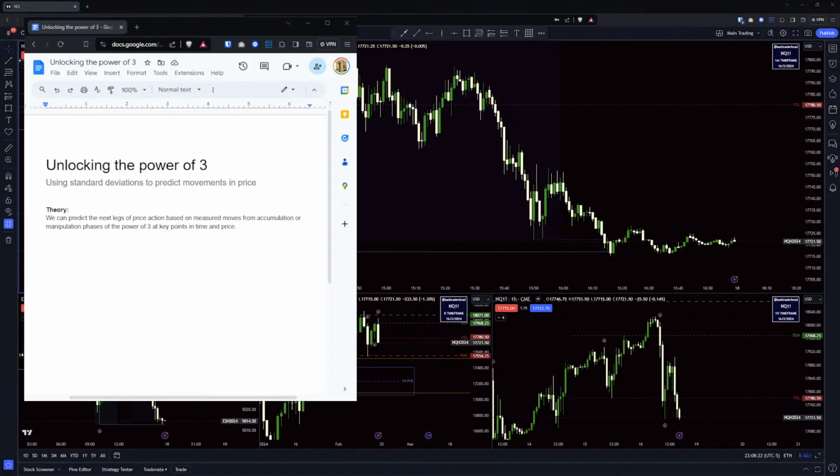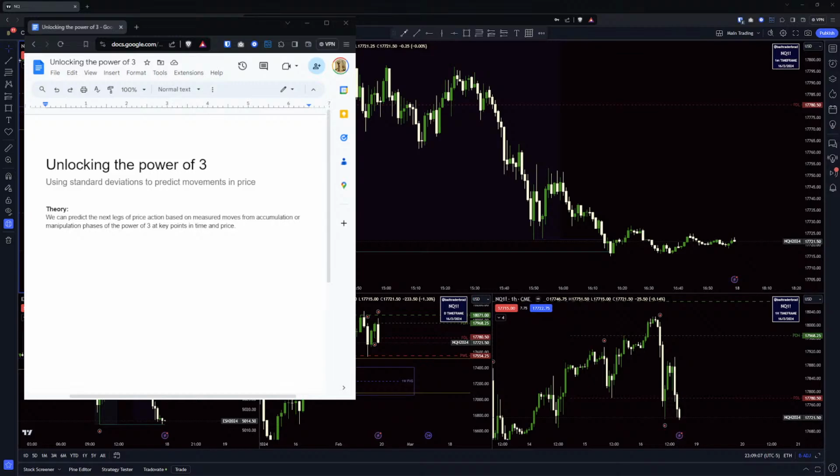This is all based on the ICT concept of the power of 3, and using standard deviations in the different phases of the power of 3 to predict the next legs in price. So using the accumulation phase of the power of 3 to predict the manipulation, using the manipulation to predict the next expansion. And I've even seen it this week go a little bit further than that, and we're going to play around with some of those ideas as well. But the main goal is to just be able to predict the next leg and then the next leg from there, right?